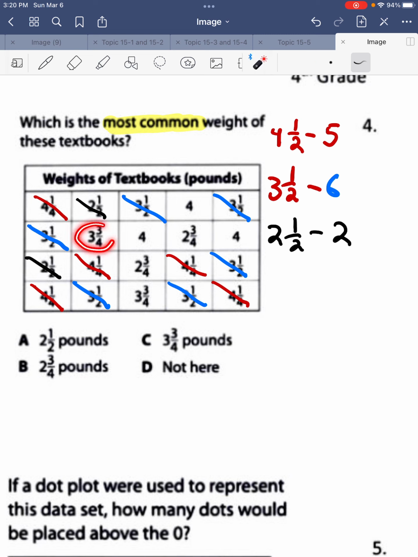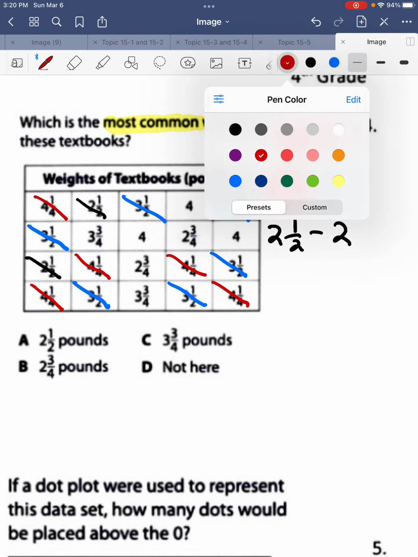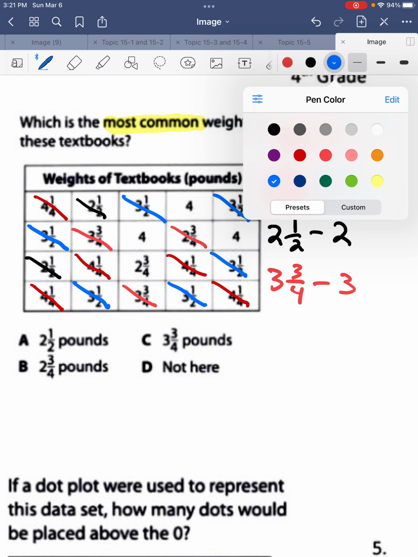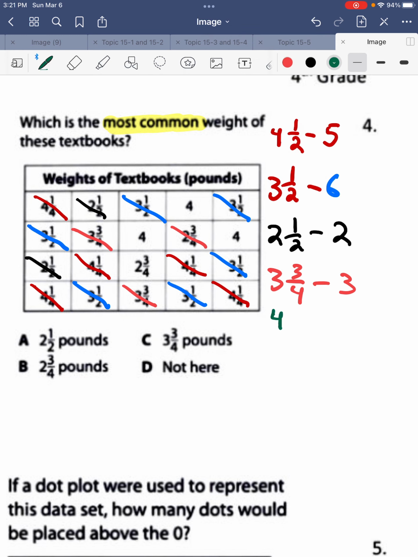The next one I have is 3 and 3/4. It comes 1, 2, 3. Next one I have is 4. So 1, 2, 3. And the last one is 2 and 3/4, which is just 1.